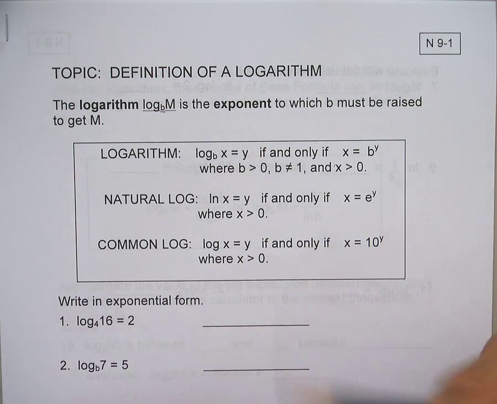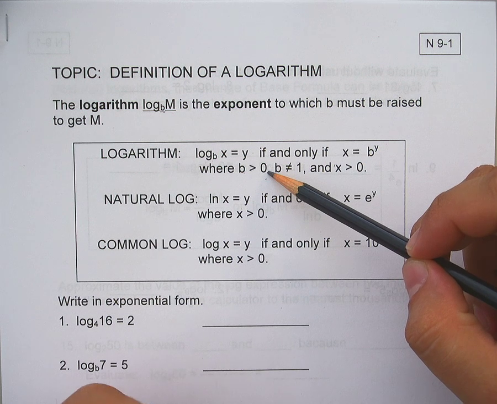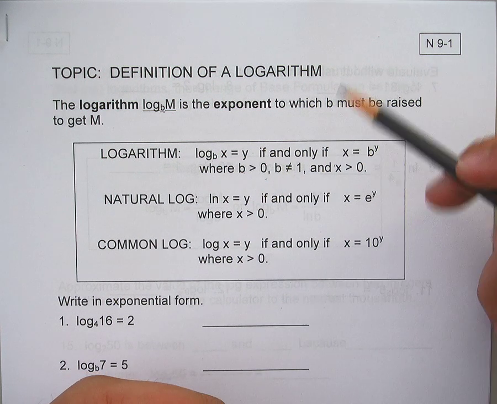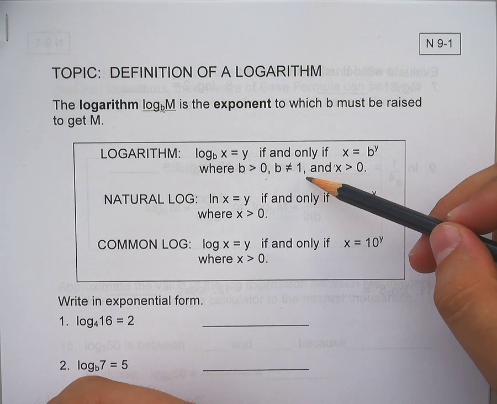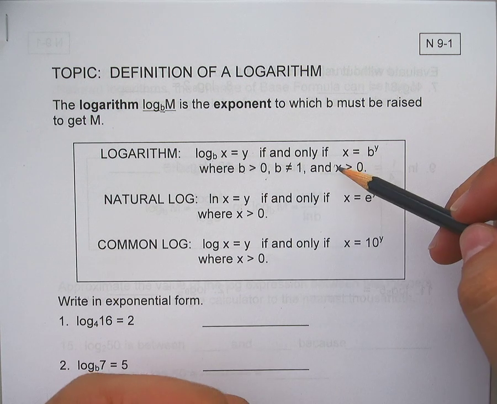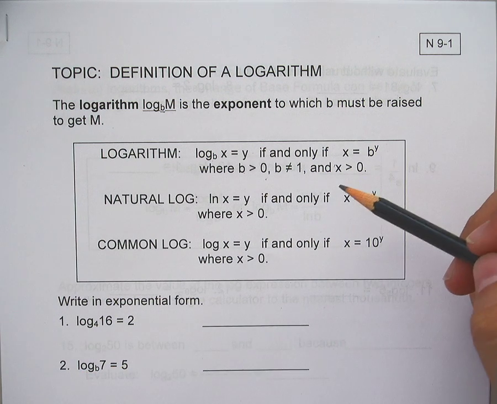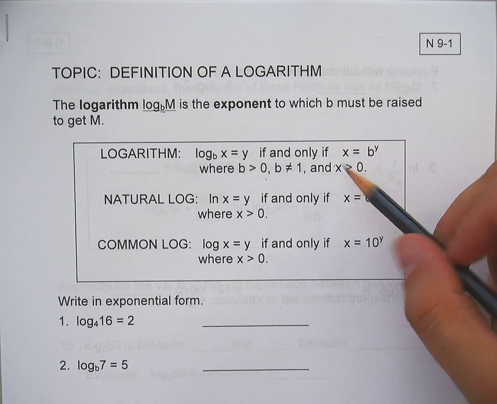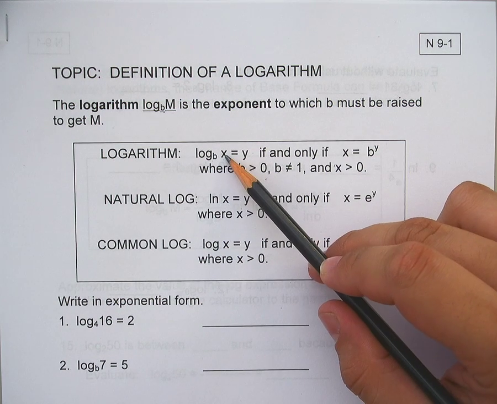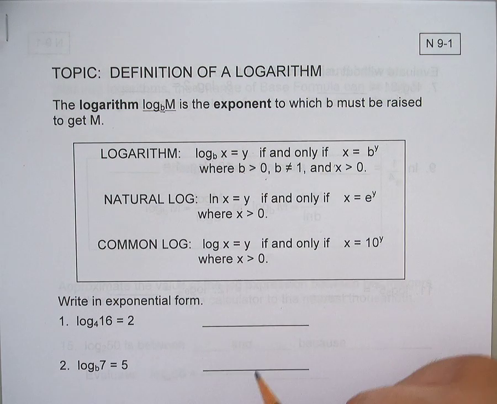And there's a couple of things that have to happen here. You cannot have a base that is 0 or smaller than 0. It cannot be 1, because 1 to any power is 1. And x also cannot be any less than 0. So x has to be bigger than 0. b has to be bigger than 0, but not 1.